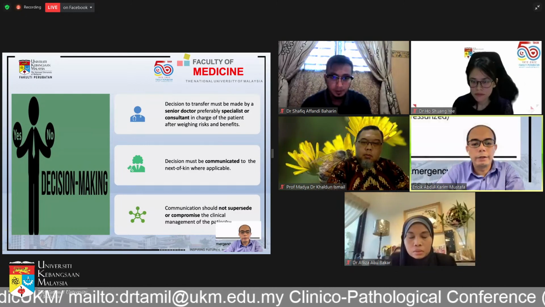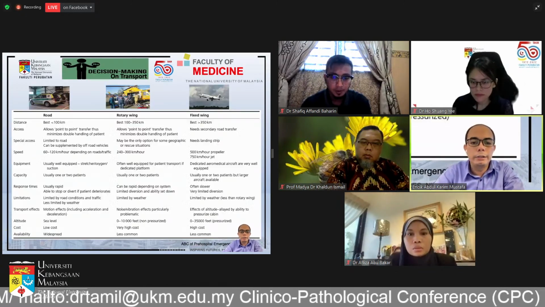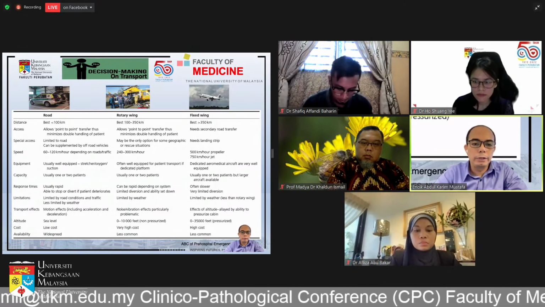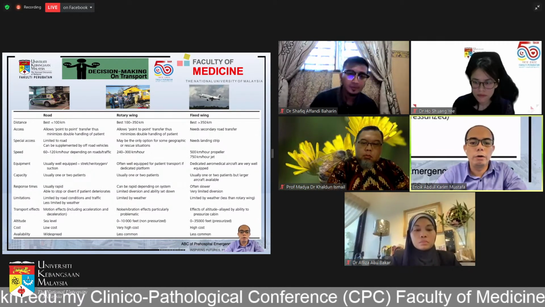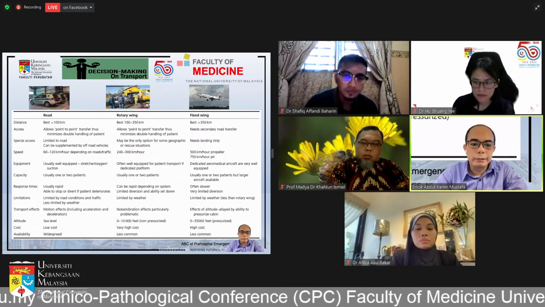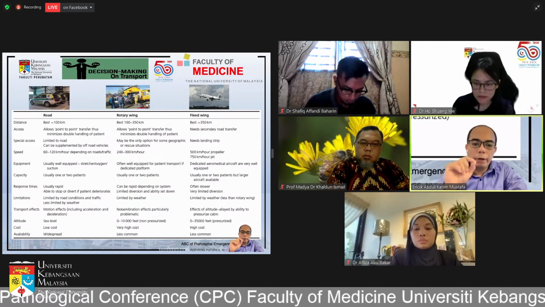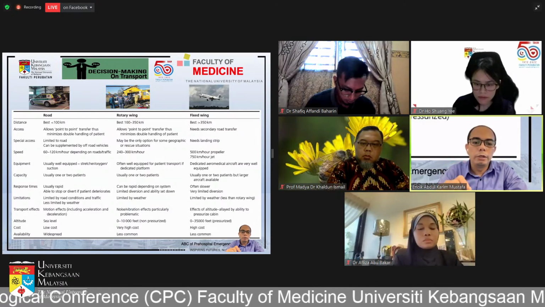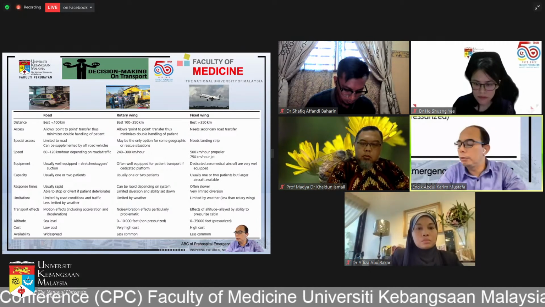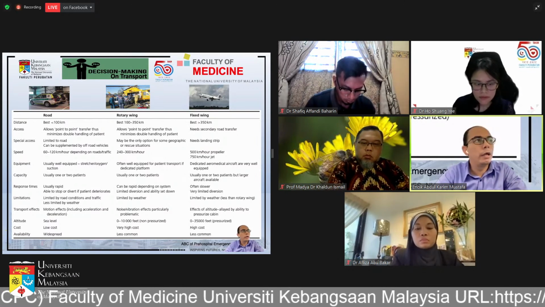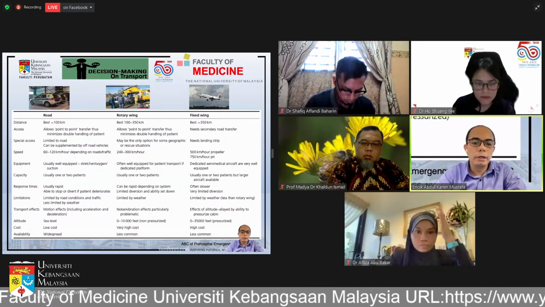Okay, right. So next, for the decision making for the transport, we have 3 types of transportation: road, rotary wing, or fixed wing. This is quite a differentiation for you. You can see what kind of transport can be used. So for these cases, Hospital Tunku Jaafar is not far from here. It's about 100 kilometers. Then we can use the road.